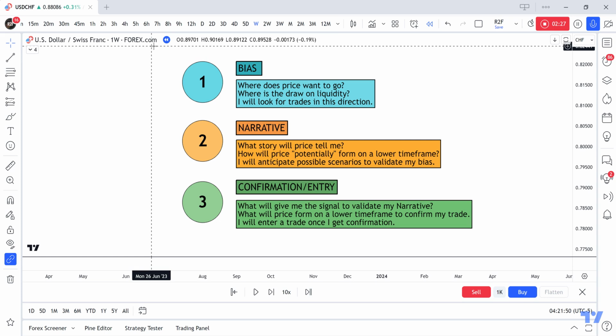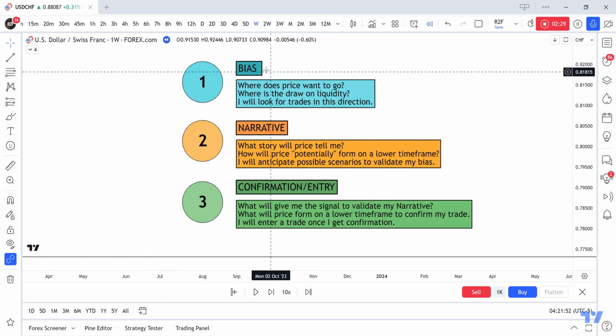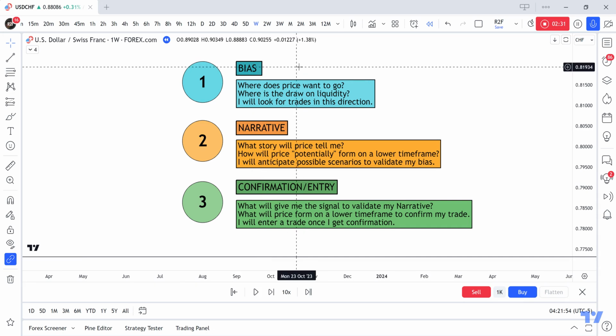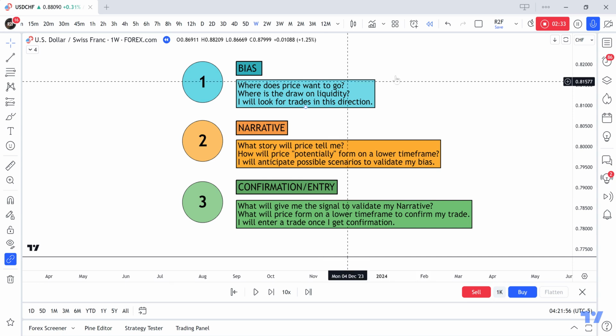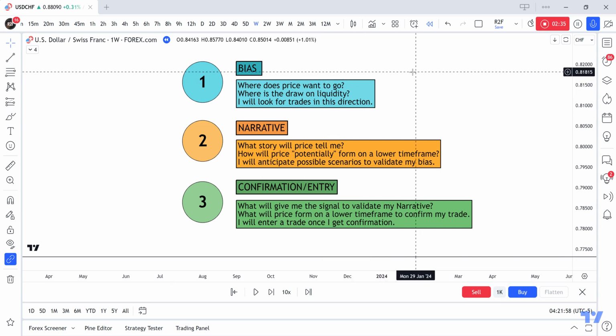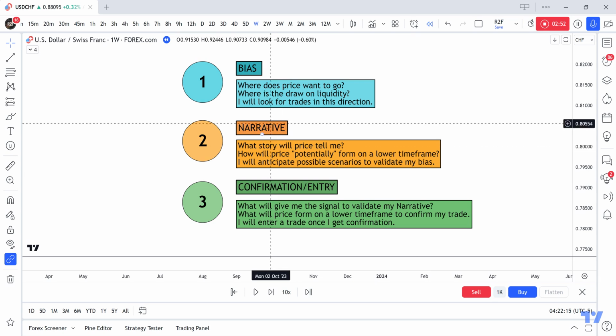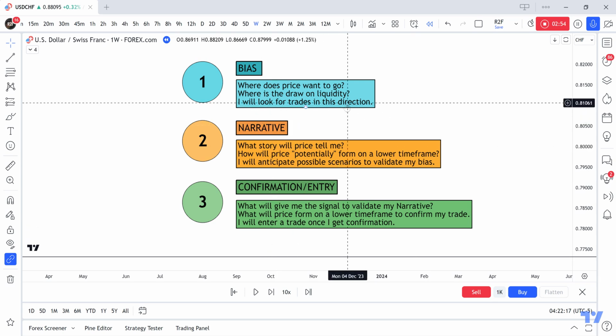At the very least, if you're wrong on your trade, you can get back and continue. Okay, so my bias: what does it mean? Where does price want to go? Where's the draw on liquidity for my concepts? For your concepts or whatever technical analysis you're using, it's basically where does price want to go or react from on the highest time frame that you're using for your trade analysis. Basically, I will look for trades in that direction.